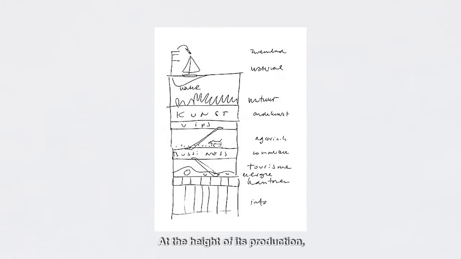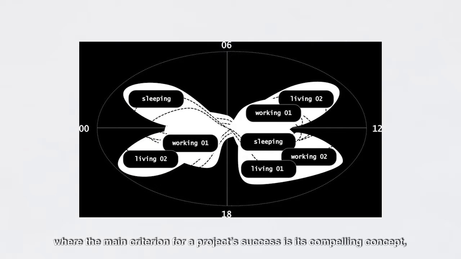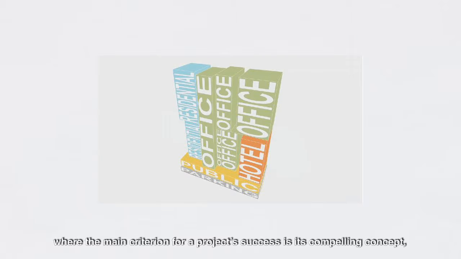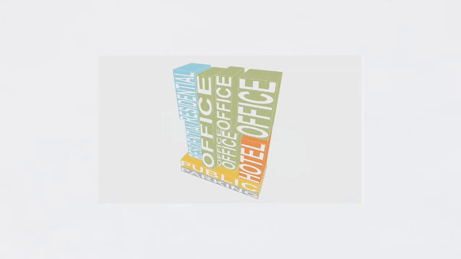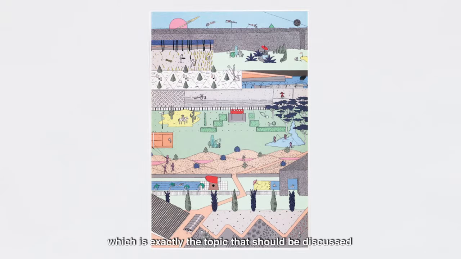At the height of its production, Dutch architecture has come to the point where the main criterion for a project's success is its compelling concept, which in turn manifests itself through the architectural story. The project questions the capacity of architectural storytelling, which is exactly the topic that should be discussed in this story-based environment.